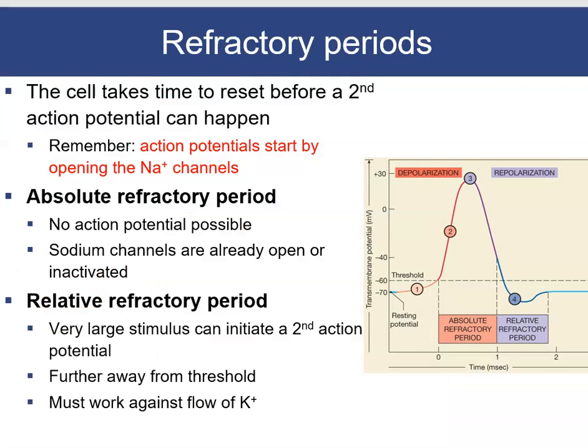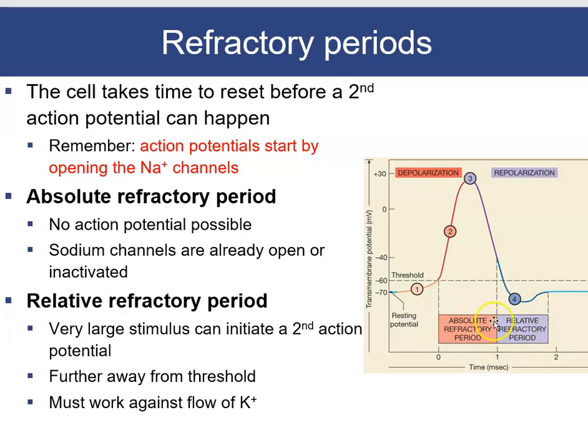Now, the cell needs and takes some time to reset before a second action potential can happen. Remember, action potentials start by opening sodium channels. So if the sodium channels are already open, or if those sodium channels are locked, there is no way to generate another action potential. These are known as refractory periods. There is an absolute refractory period here where no action potential is possible. Absolutely not. Why? Because the sodium channels are either already open or they are inactivated and locked.